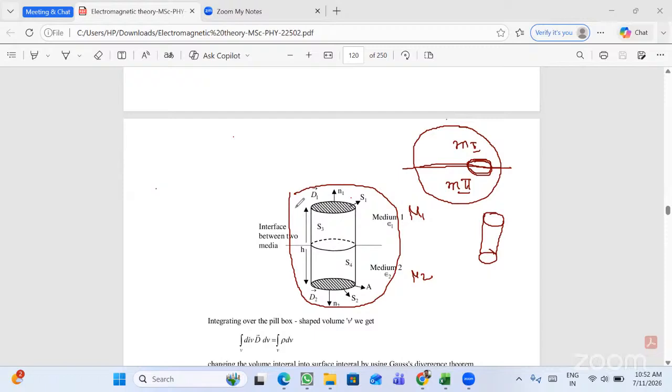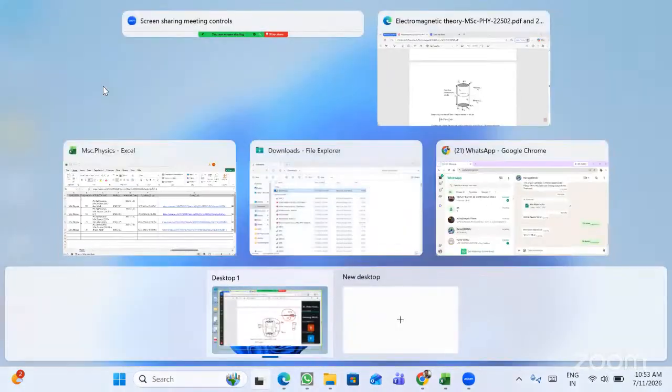This is how the interface is, and h is nothing but the height of the interface we have taken. This height, which separates medium one and medium two, is infinitesimally small. So now we have taken this pillbox and drawn it here.